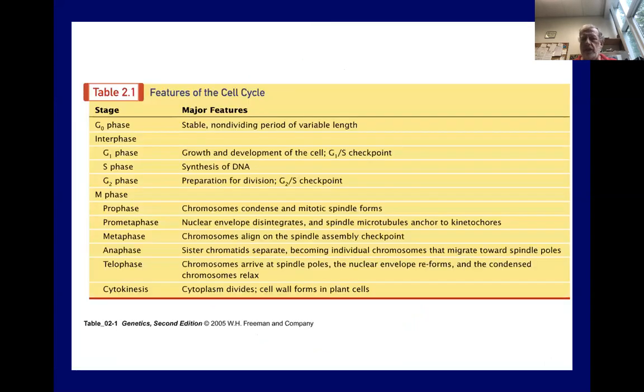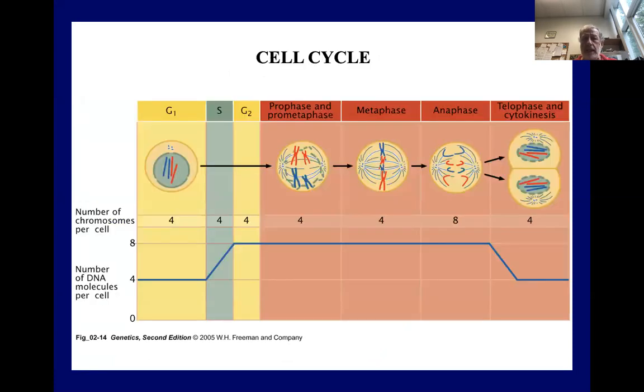Here are features of the cell cycle. I'm not going to read it, but you can read it over yourselves. And this shows what happens with numbers of chromosomes, their number of chromatids, and number of DNA molecules in dividing cells.